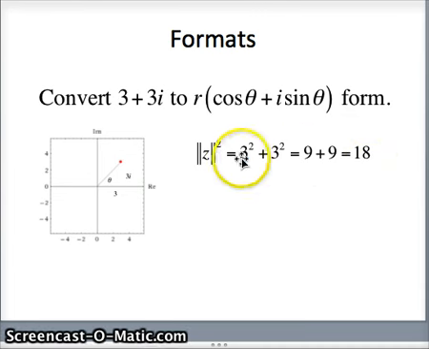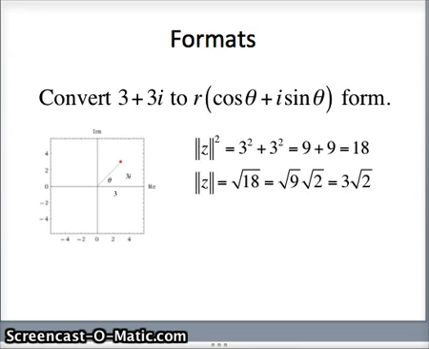Just one warning, don't plug in 3i for the y value because we want the length of the triangle. 3i quantity squared is -9, and that is not going to lead us to the correct solution. So again, the modulus of z is root 18, root 9, root 2, or 3 root 2. So that is the distance from the origin. Sounds a lot like r from polar coordinates.